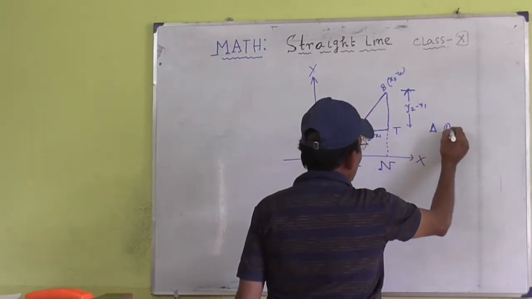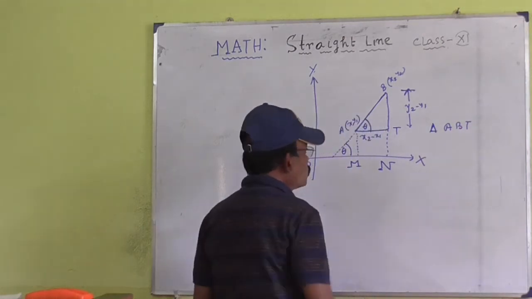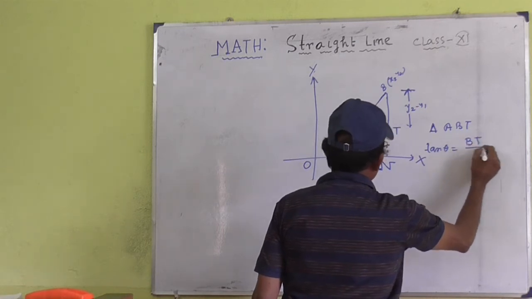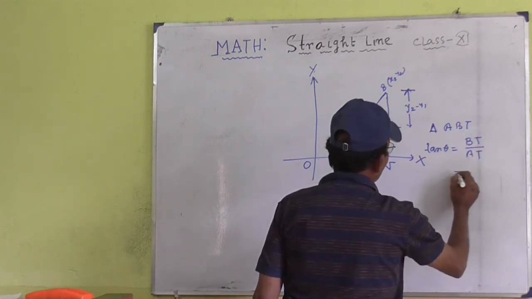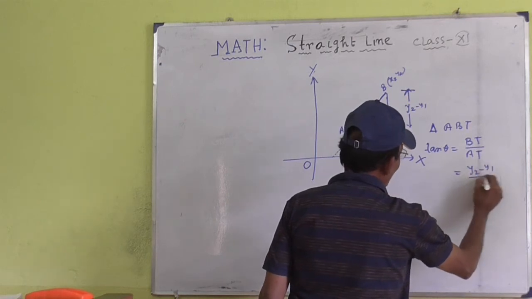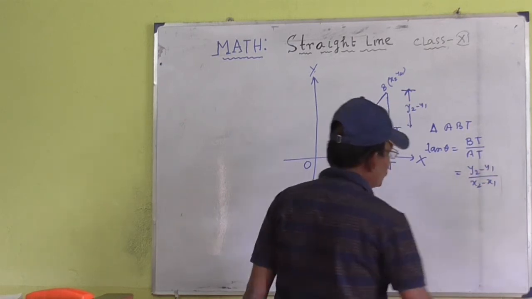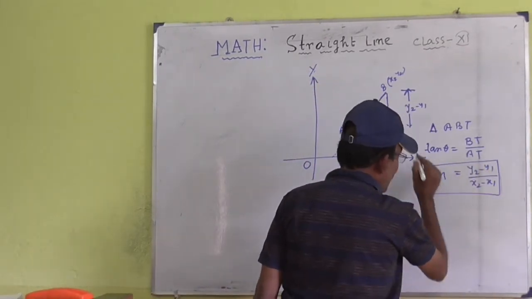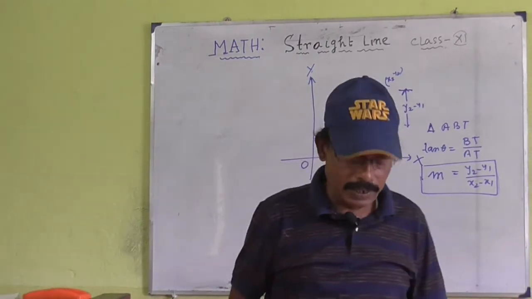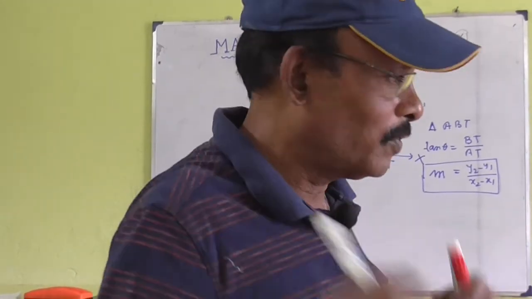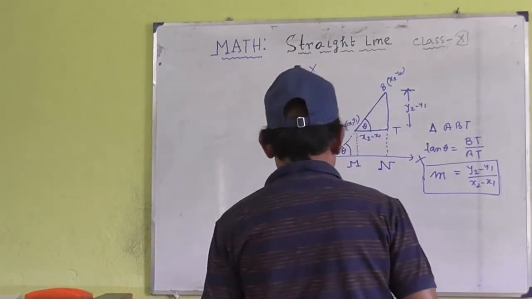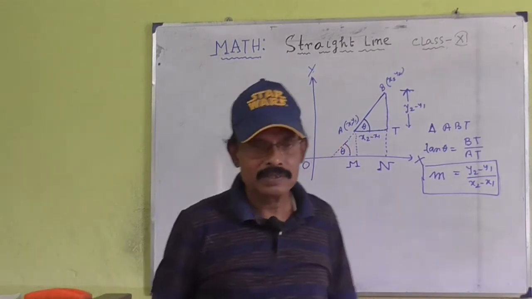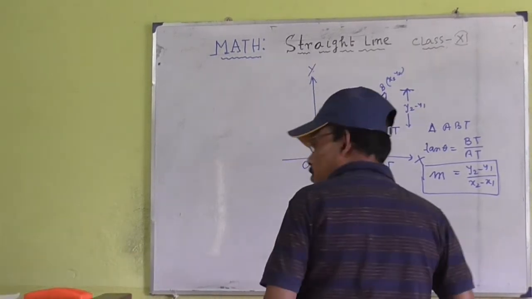If we take triangle ABT, then tan theta is perpendicular by base, which is y2 minus y1 by x2 minus x1. So m equals y2 minus y1 over x2 minus x1. Okay, this is the formula when two points are given, to find the gradient of the two points AB.